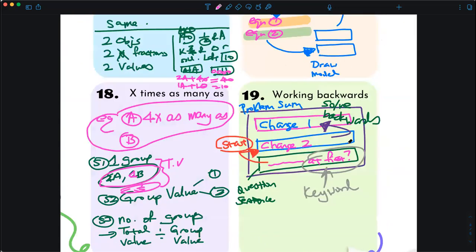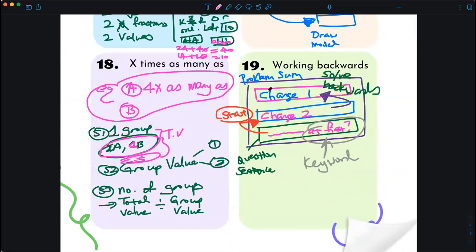Okay, next, last one, working backwards. For working backwards questions, generally they are very long, but the structures are about the same. So line 1 or line 2, they will talk about the change 1. Then line 2, they'll talk about the change 2. And then line 3, they'll be asking, oh, so what is it at first? So this is a keyword to identify that it's working backwards. Then how do you start? Because it's very confusing. Then you choose the sentence just before the question sentence to start off. Then you solve backwards.